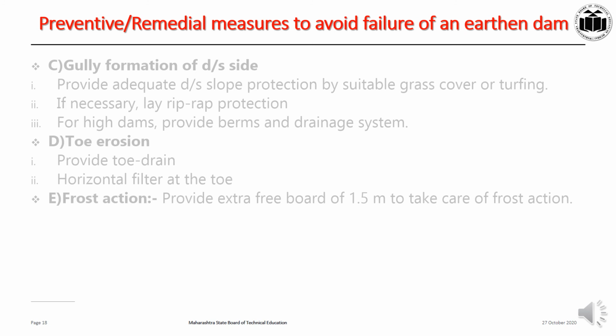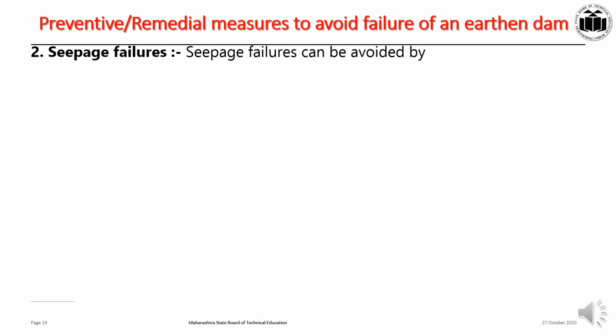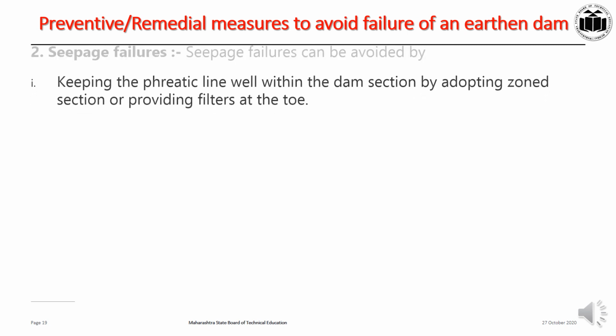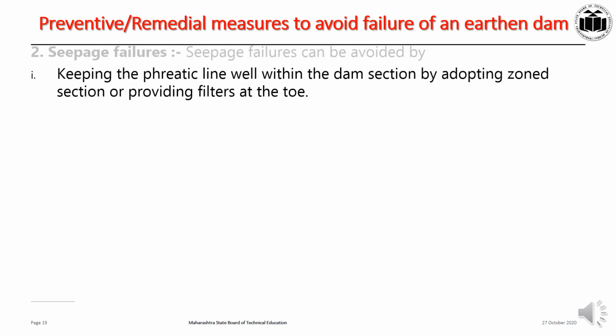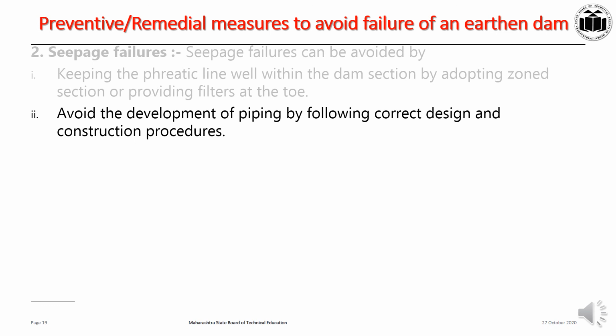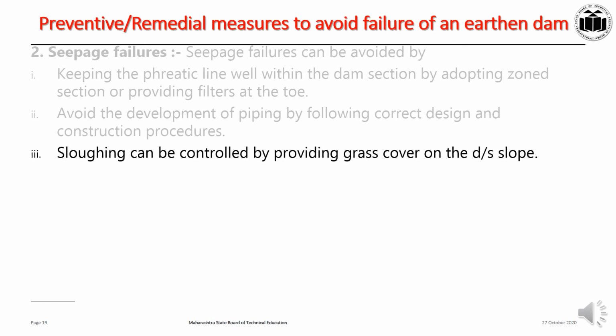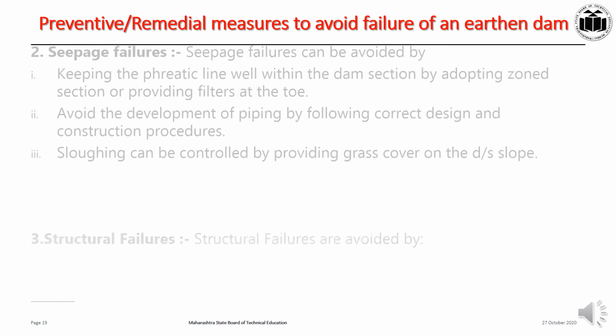Now, to avoid seepage failure: keep the phreatic line well within the dam section by adopting a zoned section or providing filters at the toe. Avoid the development of piping by following correct design and construction procedures. Sloughing can be controlled by providing grass cover on the downstream slope. We can also provide grass cover on the downstream slope to avoid sloughing.